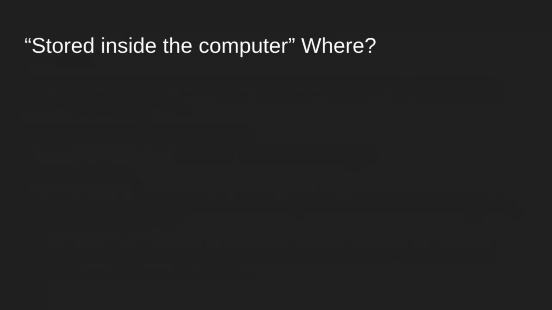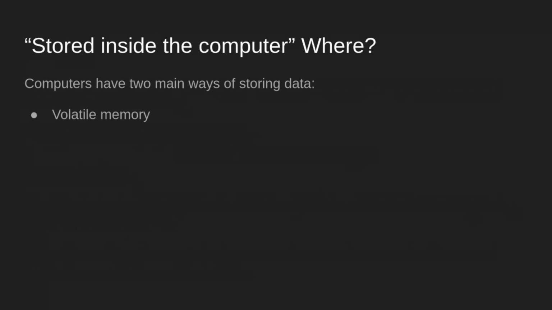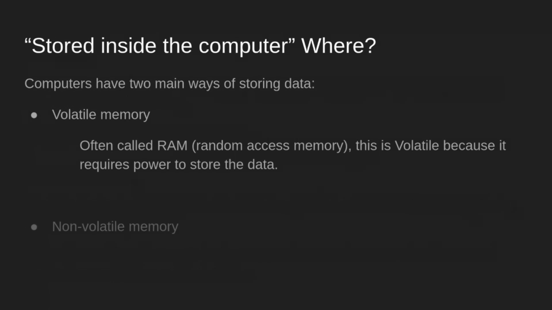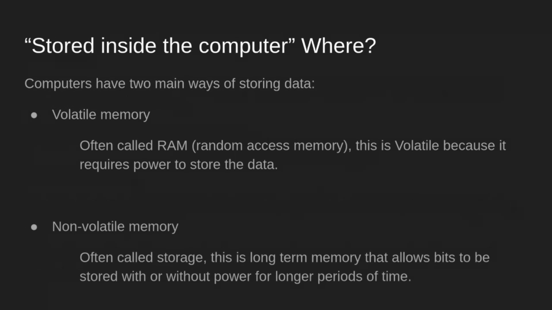One second. Okay. I mentioned that it's stored inside the computer. All these strings of bits are kept inside the computer in one of two places. The volatile memory, often called RAM, which is short for random access memory. It's volatile because as soon as you unplug your computer, it stops storing all the data that was stored in RAM when your computer loses power.